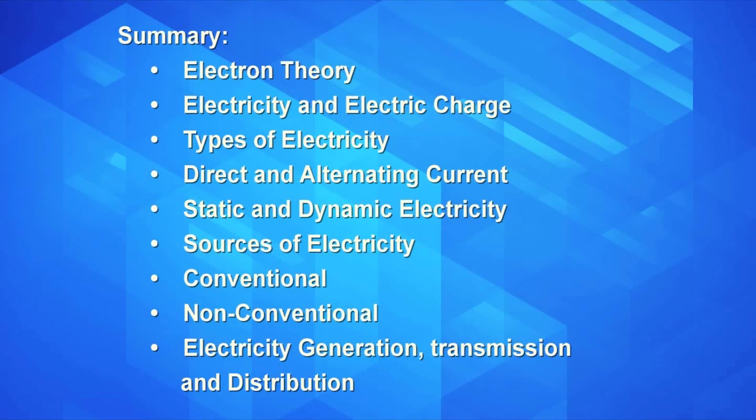Now, in summary, what we have learned in this topic are the electron theory, electricity and electric charge, and types of electricity, which include direct and alternating current, static and dynamic electricity. Next, what are the sources of electricity? We have two categories of sources of electricity: one is conventional and the other is non-conventional. And the last part, electricity generation, transmission and distribution. So this is all about the topic on understanding electricity.